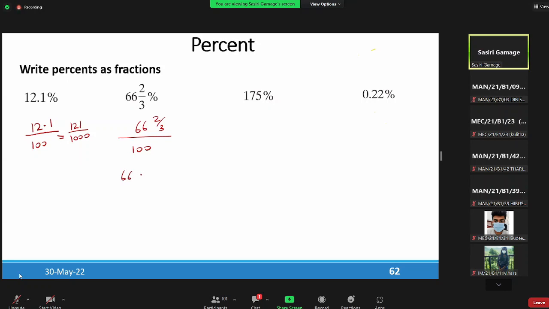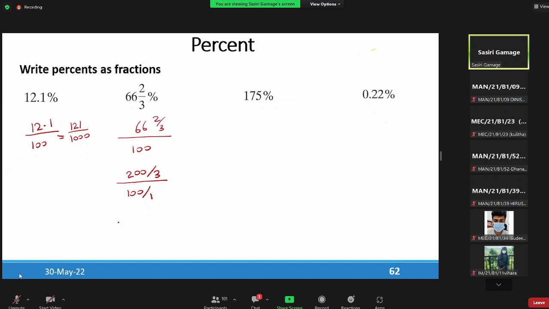66 and 2 over 3. This one we can write as an improper fraction. When we do, what's the answer? 200 divided by 3. 66 into 3 plus 2, yes, 200 divided by 3. Then below that we have 100. Actually, this is 100 over 1, like this. Okay.